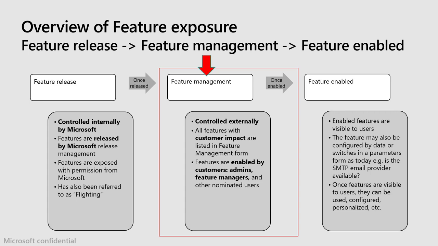Once the features are available in the environment, we've now got this form called the Feature Management Workspace. That workspace allows administrators, and then there's roles that they can give power users, to enable other people to enable features. They're going to be able to see features and enable them for use, make them visible. And then once the feature is available, it's controlled by the standard configuration experience in a parameters form.